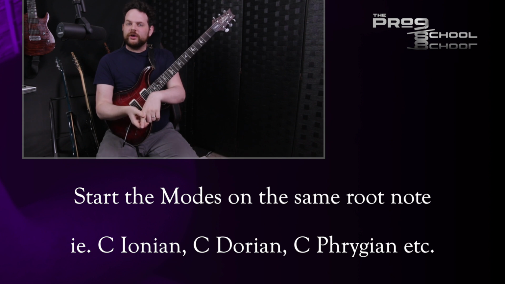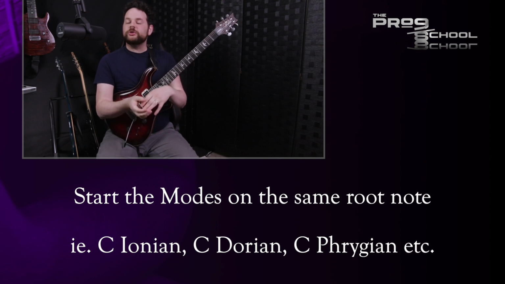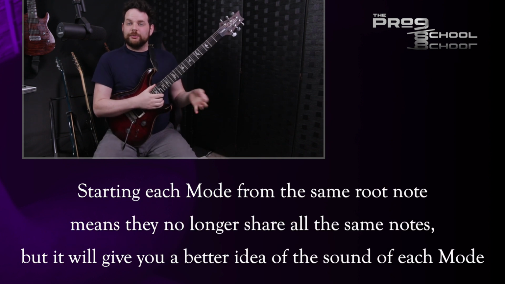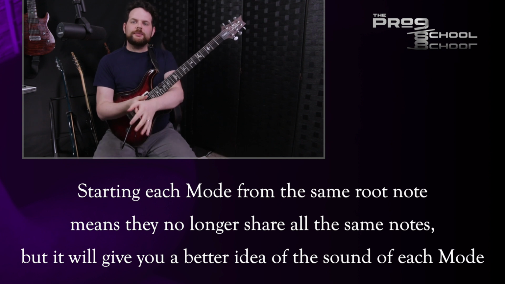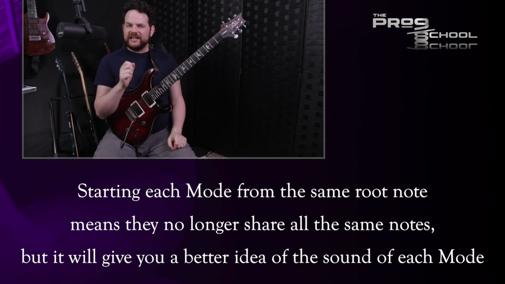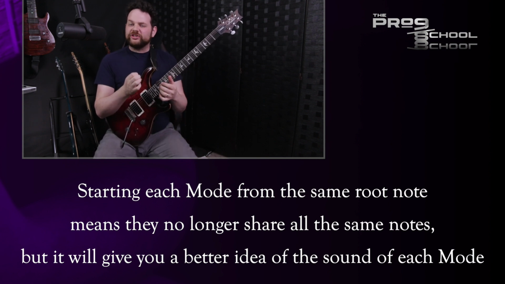So instead of C Ionian, D Dorian, E Phrygian, you do C Ionian, C Dorian, and C Phrygian. Starting each mode from the same root note is more complicated to figure out because the modes no longer share all of the same notes, but it is the clearest way to hear the differences between the modes and to start to get a feel for the sound and vibe of each mode.